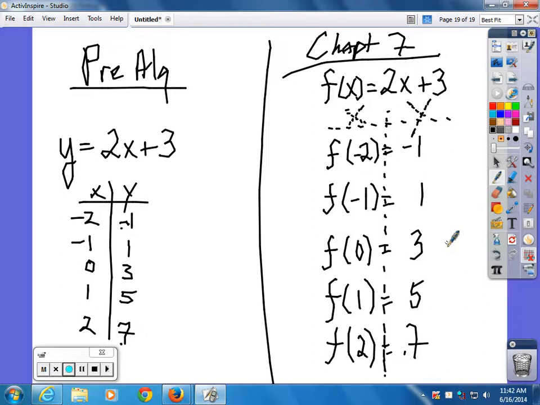This is where we're going to bring it home now. You're going to actually see the domain and range.